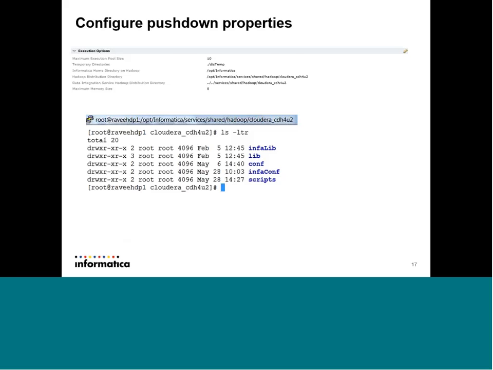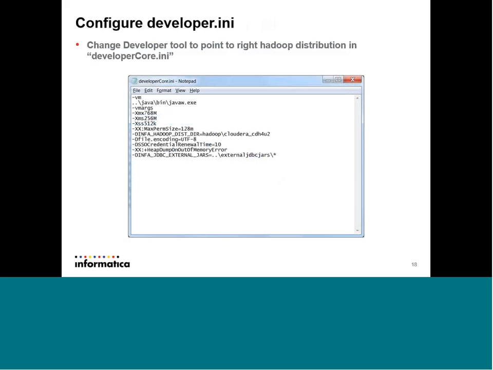The other required configuration is on the client side. You need to change the developer core.ini. The property name here is INFA_HADOOP_DIST_DIR. This is the Hadoop distribution folder path on your client machine.